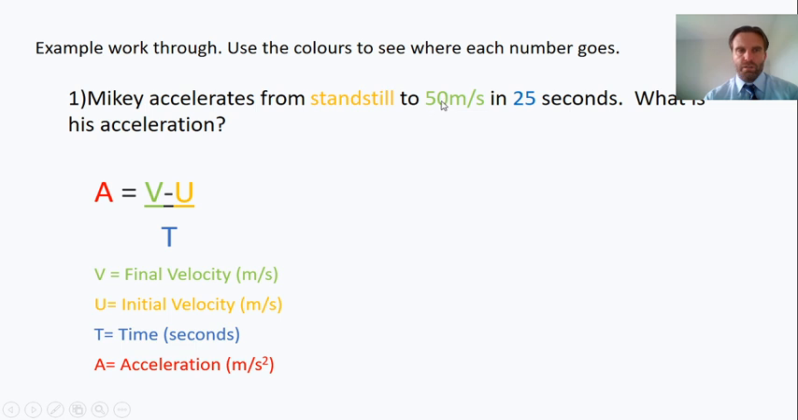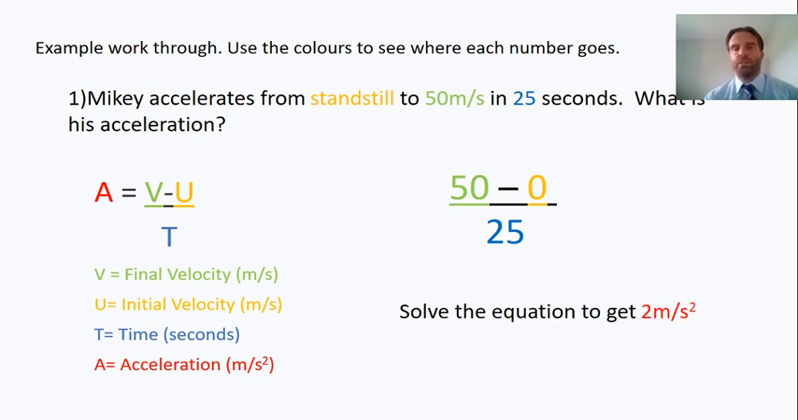If you look at the colour coding that's gone on here, we've got a final velocity, which is the velocity that he finished at, or the recording was finished at. We've got the yellow one here, which is standstill, so we're going to look at 0 for that one. He was static to start with. And then we've got 25 seconds that it took place over. Okay, so put those values in, 50 minus 0, our change in velocity will be 50, and that's taken over 25 seconds. So what we've got, with my apologies, is 2 meters per second, and again it's squared.